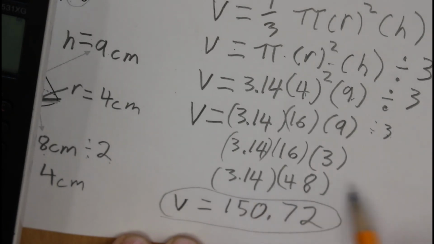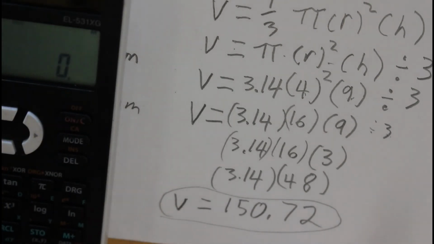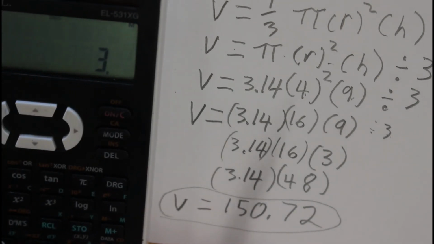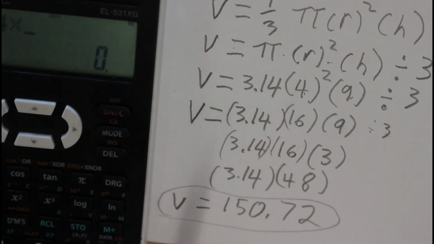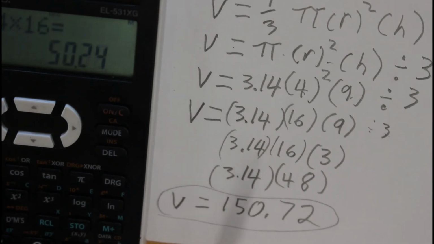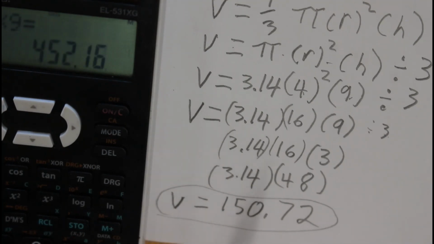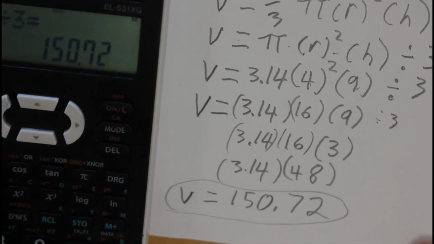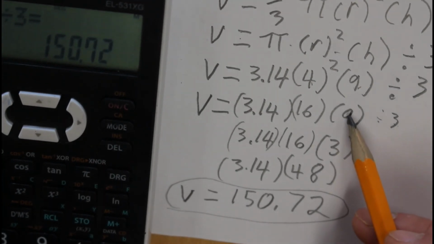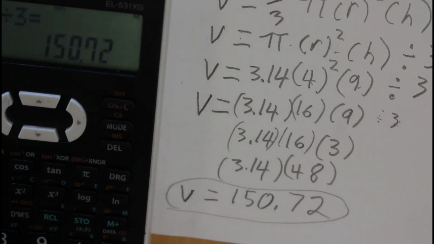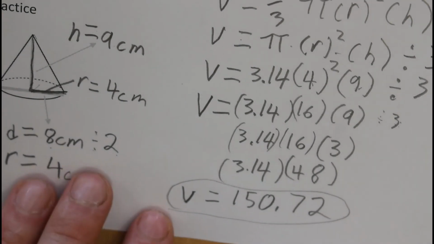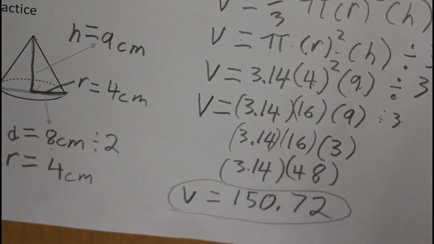So the 3 you can put anywhere. I could have multiplied all this and then divided by 3, and I still would have gotten the same answer. If I did 3.14 times 16, what does that equal? Okay, times 9, what does that equal? Okay, divide by 3, what does that equal? You end up with the same answer. I just like to do it right there because I saw an opportunity: oh, 9 divided by 3, I know that's 3. That's just easy. Okay, good luck, guys. The worksheet has both volume of cylinder and volume of cone.